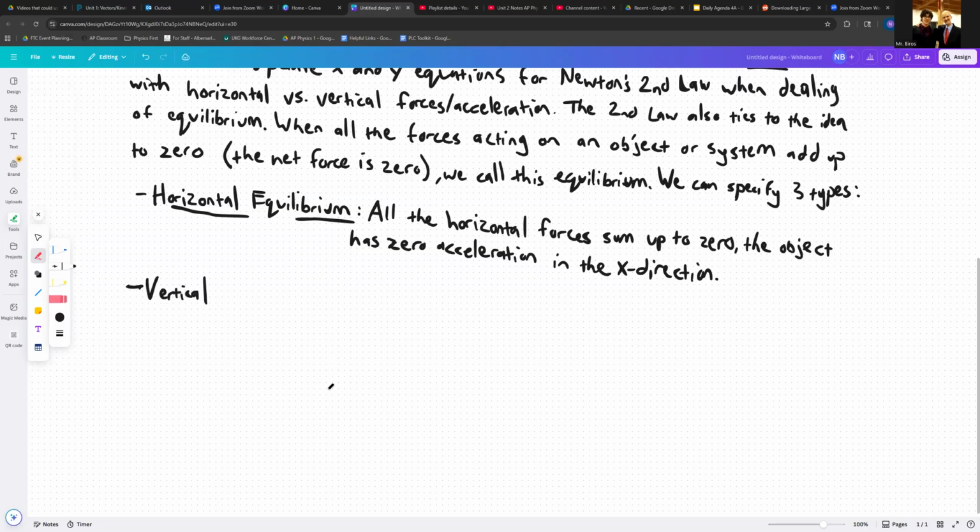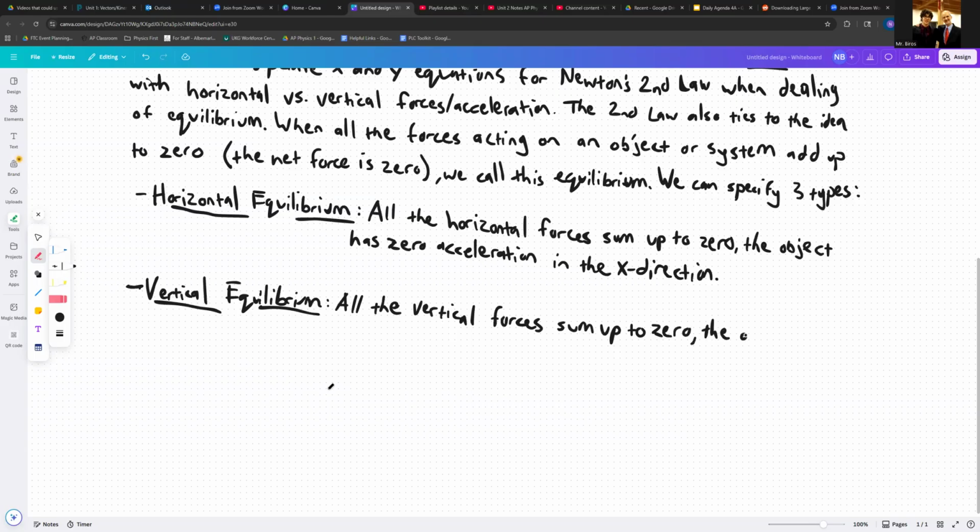As we might guess, it sounds pretty similar. Vertical equilibrium means all the vertical forces sum up to zero. A common example is gravity and normal force, but there could be other vertical forces. Whatever they are, all the vertical forces sum up to zero, and the object has zero acceleration in the y direction.